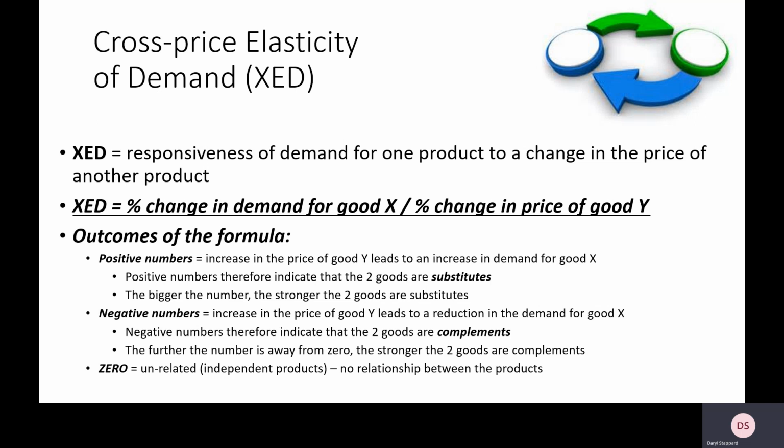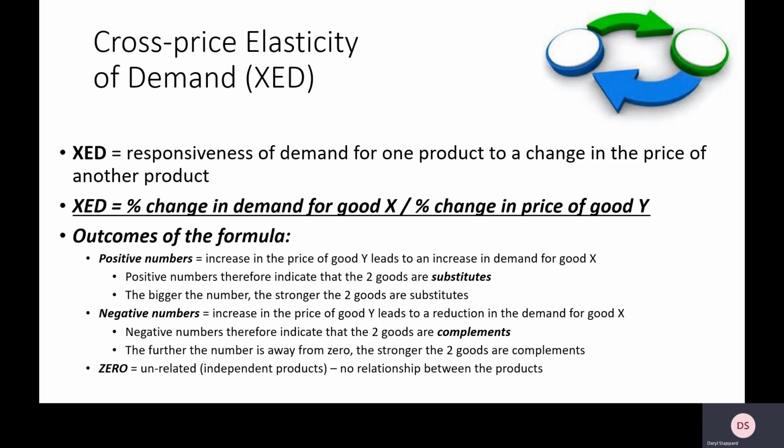If you lower the price of a printer, it will raise the demand for the ink that goes with that printer. So we've got a negative relationship between complements. So we're going to expect to see negative numbers. Now it's worth noting that the further the number is away from zero, then the stronger the relationship is between those two complementary products. And we'll look at some examples of this in a couple of moments.